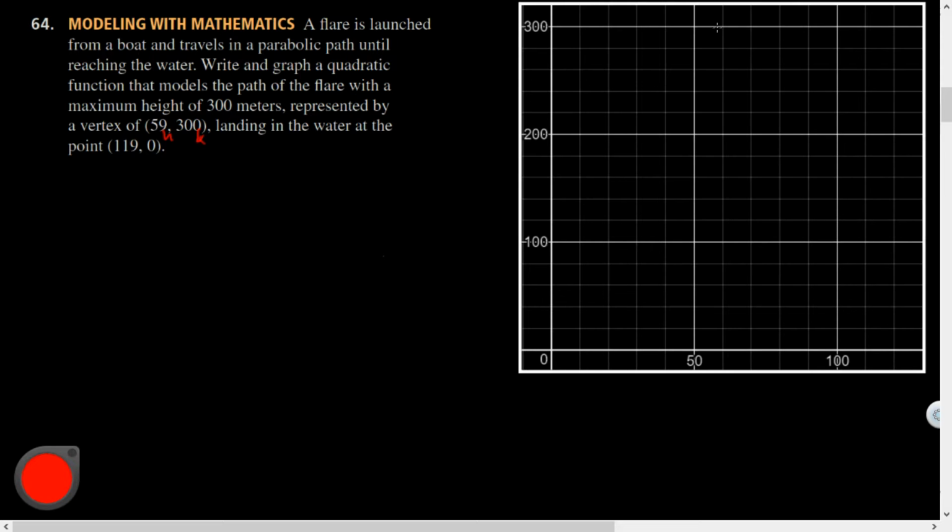59, 300. So that's right about there. This X scale is counting by 10, so 59 is going to be right up on the edge there. And 119 is going to be my X and Y. So 119, 0, backwards 1 is right there. All right, so those are our points so far.